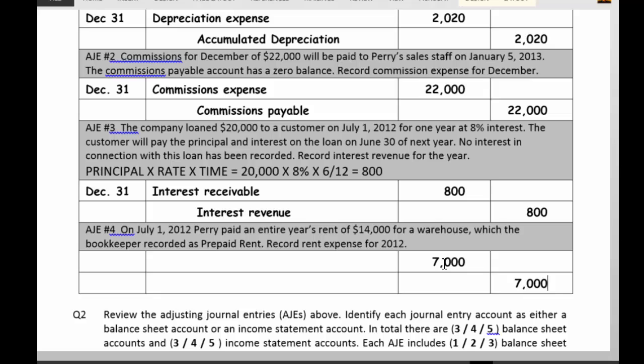So the journal entry would credit the account prepaid rent, and debit what account? By the way, this is an asset which I'm crediting, so it's going down. Debit rent expense. Why? Because this is an expense that is going up. I'm taking the 7,000 out of the asset and I'm expensing it.